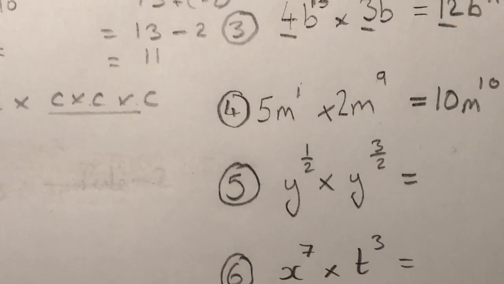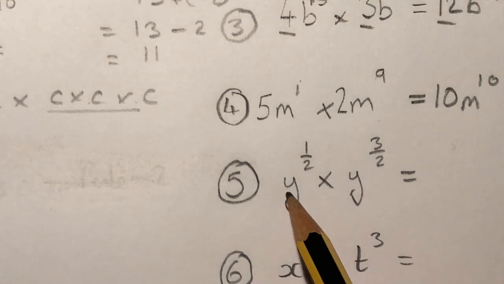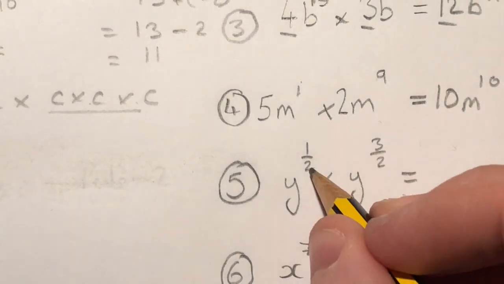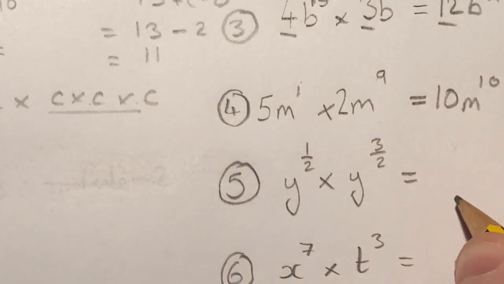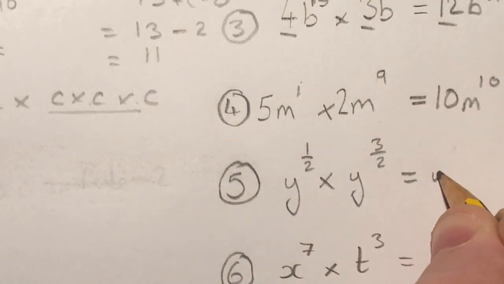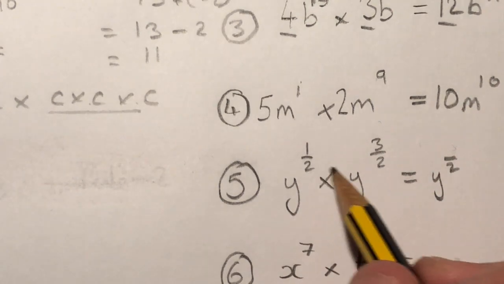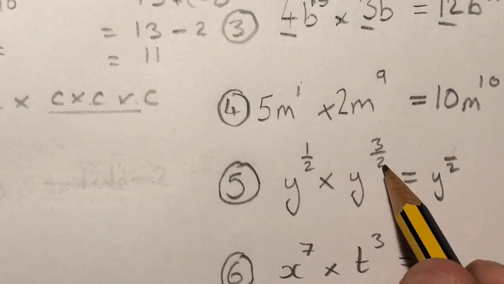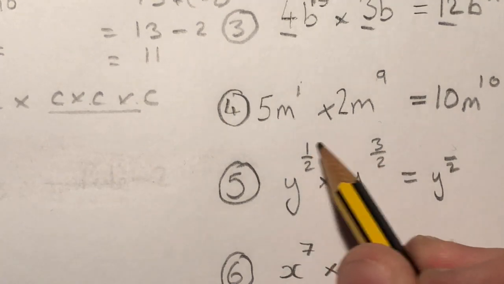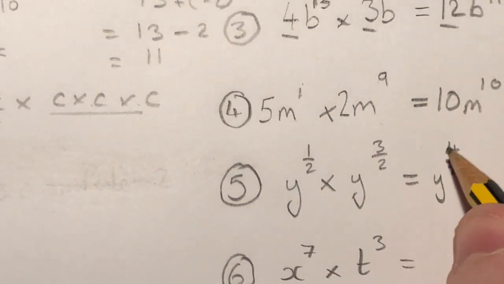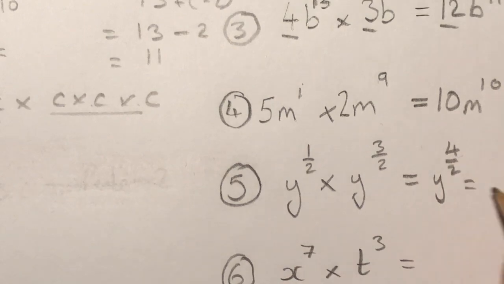This also works with fractions as well. If we've got y to the power of 1/2 times y to the power of 3/2, well, we know the denominators are the same, so the denominator will remain the same, y something over 2. If the denominators are the same, we just add the numerators. 1 plus 3 gives us 4. Now, this fraction here can be simplified down. 4 divided by 2 gives us 2.